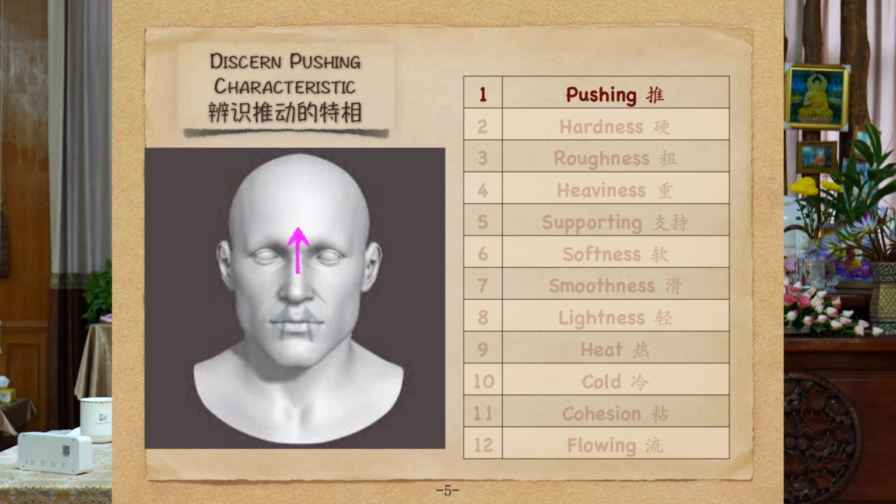When they understand, then they can continue to practice according to the order of Buddha's teaching. Okay, how to practice? What is the easiest characteristic among the 12 characteristics of the 4 elements? Number 1, you see here, pushing. Pushing is the characteristic of the air element.